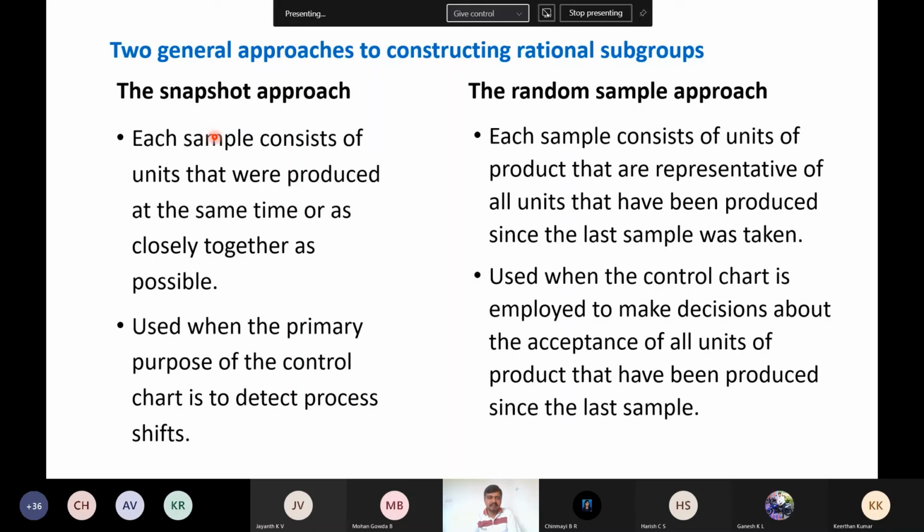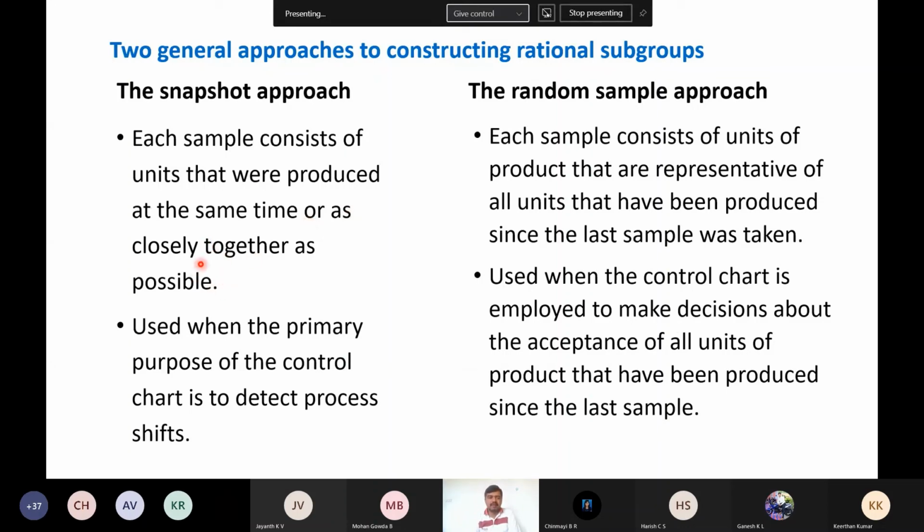Based on time, the concentration of the human operator will also vary. The machine performance also varies with time. By considering this, we can go for the snapshot approach. Each sample consists of units that were produced at the same time, or almost the same time, or as closely together as possible.